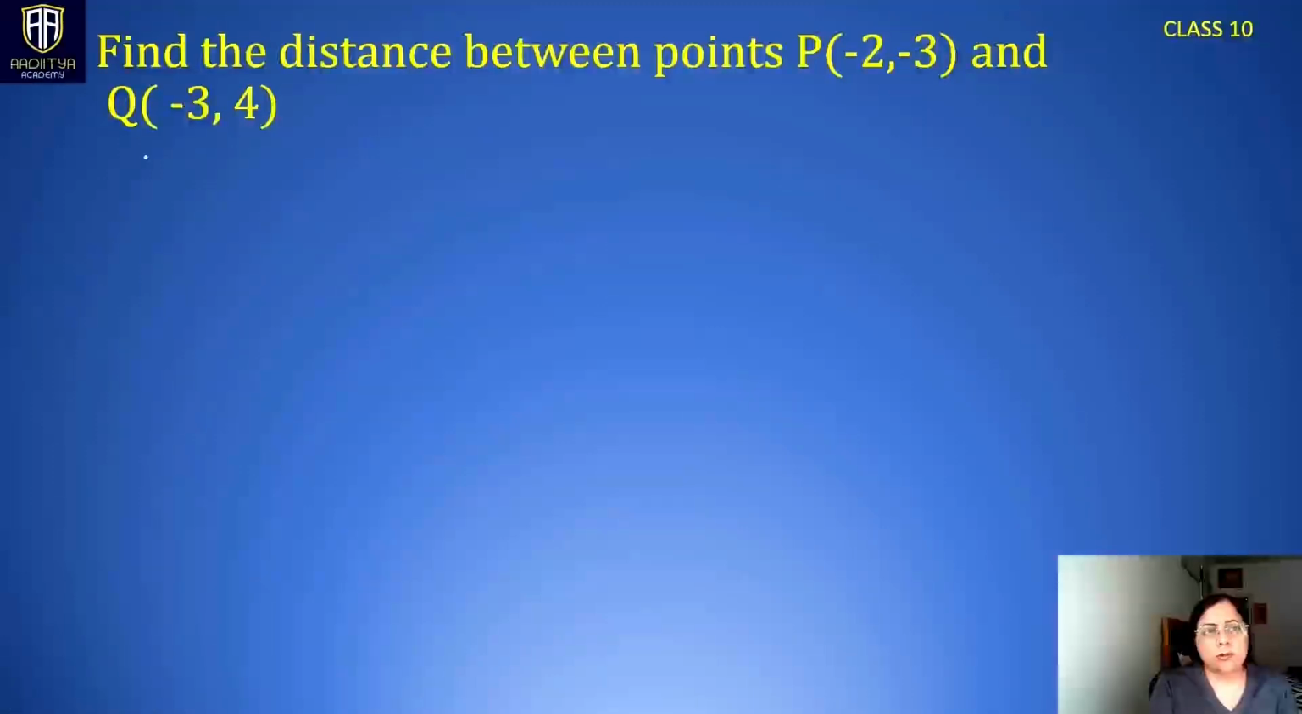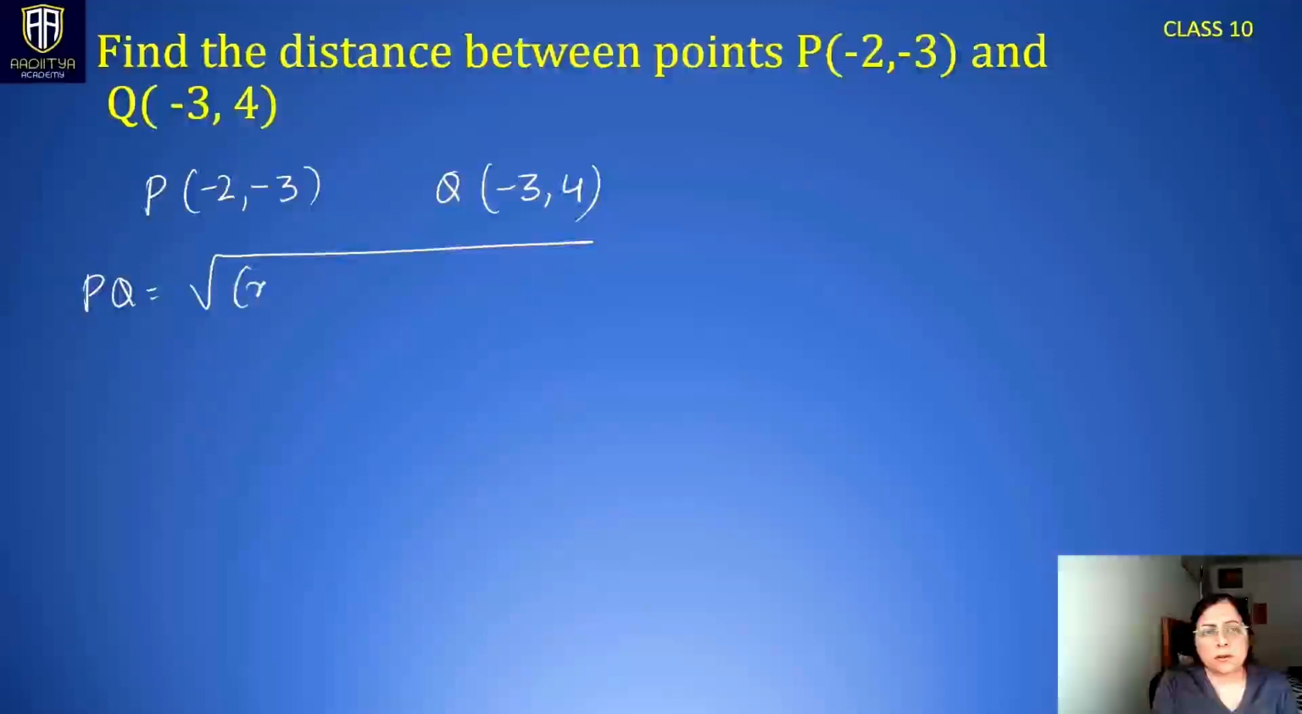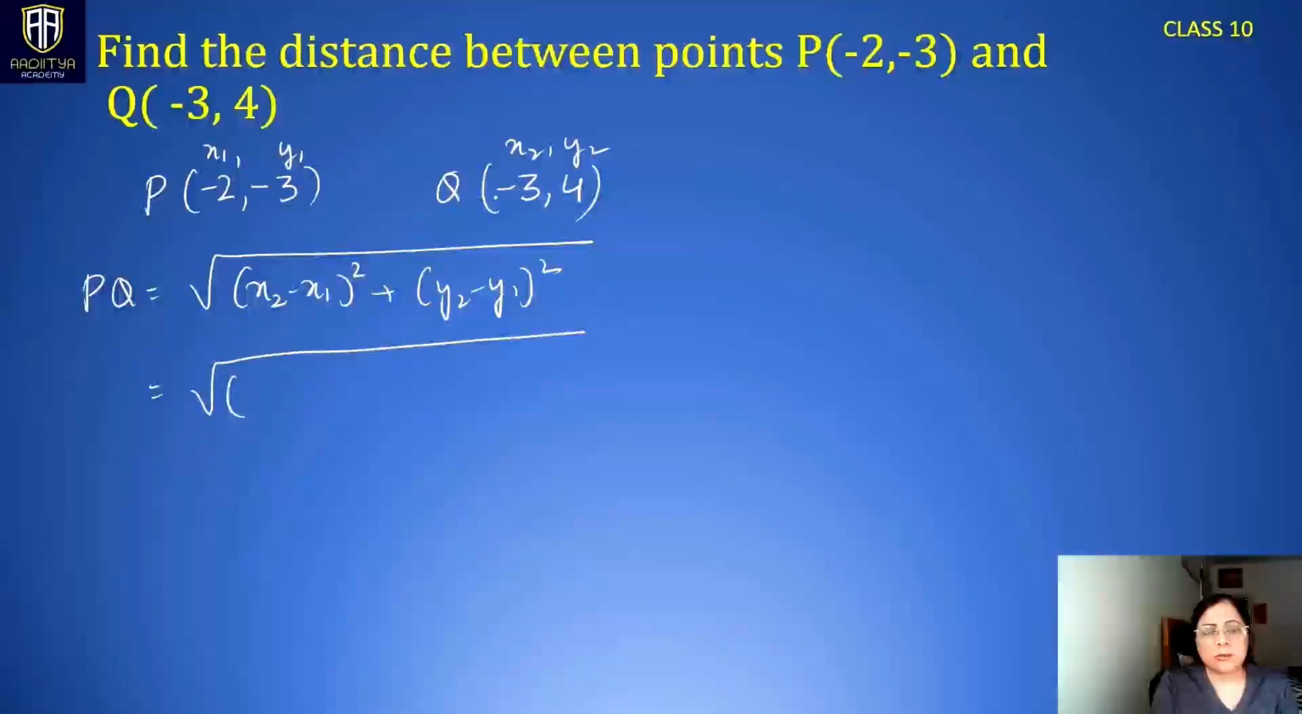Now let us practice this question. Find the distance between the points P, which is minus 2, minus 3, and Q, which is minus 3, comma minus 4. So for PQ, we have learned that the distance formula is the square root of x2 minus x1 whole square and y2 minus y1 whole square. See, this is your x1, this is y1, this is x2, y2. So what is x2 here? x2 is negative 3 minus x1. x1 itself is negative 2.